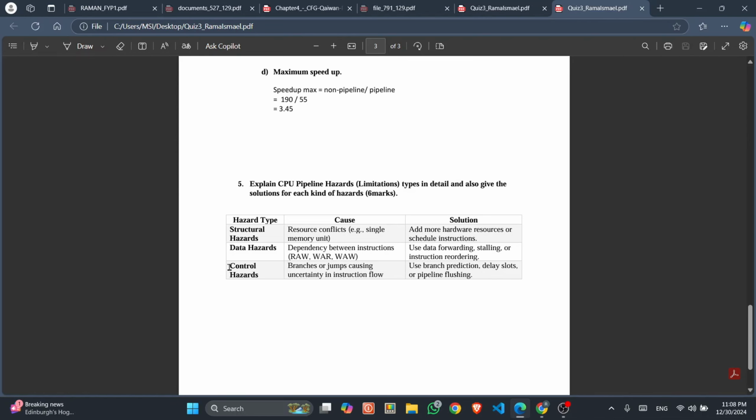Then the third one is the control hazard. The control hazard happens when the pipeline is uncertain about which instruction to fetch. For example, we have many instructions and it's uncertain which instruction to fetch. So this control hazard occurs, and to solve it, we can use hardware to predict the outcome of the branch and prefetch the instruction with the correct path.